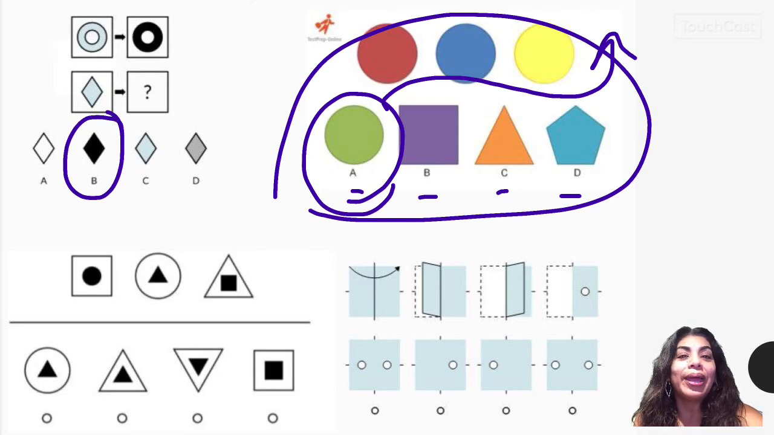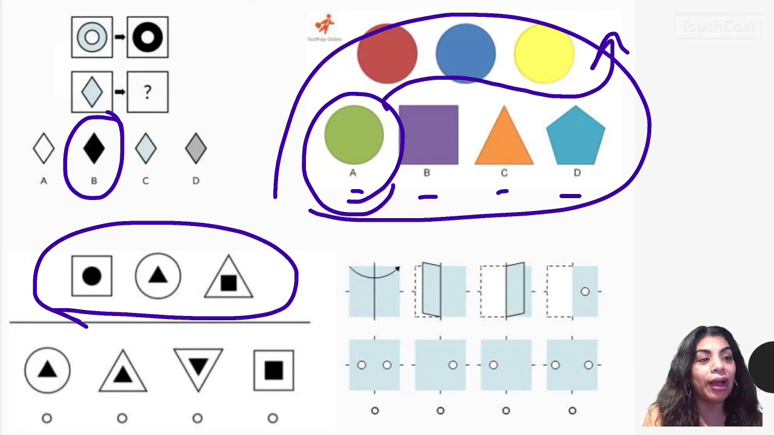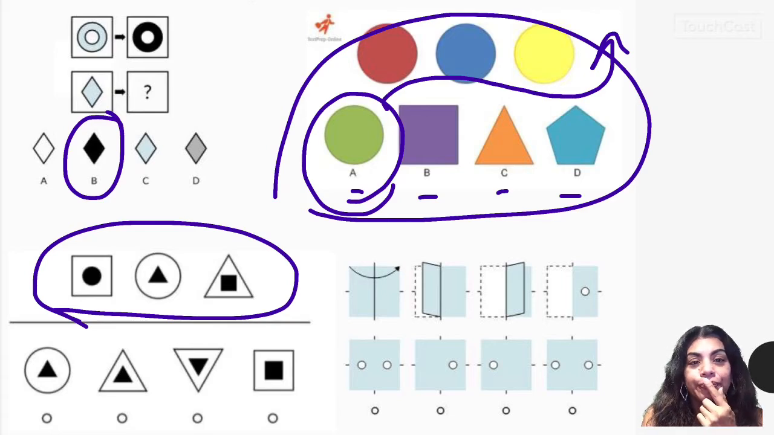So again, we have these 3 shapes. Your job is to figure out, how do they go together? What's the relationship? Why do they belong in the same group? And so you're going to find that we have a circle inside of a square, triangle inside of a circle, and a square inside of a triangle. So what that tells me is that we don't have the same shape inside of itself.